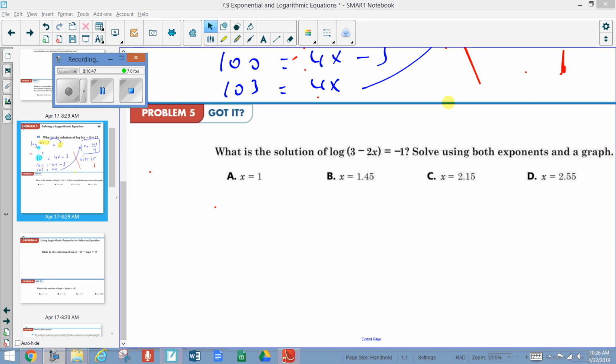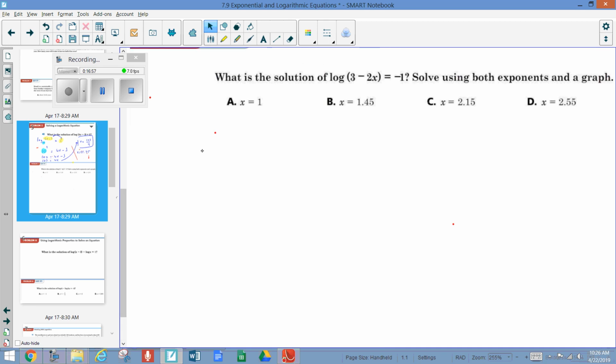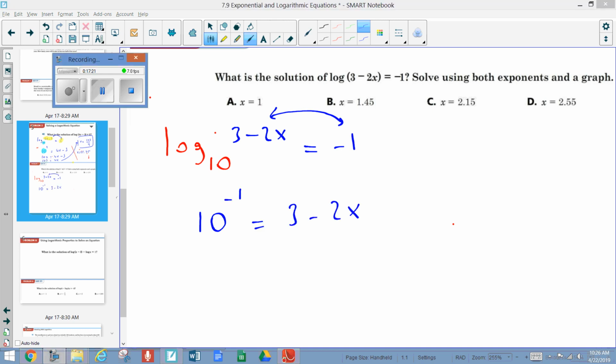Do the second question with this same technique. We're going to use the same technique. Log, the base is 10. If it's not given, that means the base is going to be 10. Log of 3 minus 2x is equal to negative 1. Convert it to the exponential expression. Keep the base the same and then switch two of them. 10 to the power of negative 1 is equal to 3 minus 2x. We're going to solve for x.